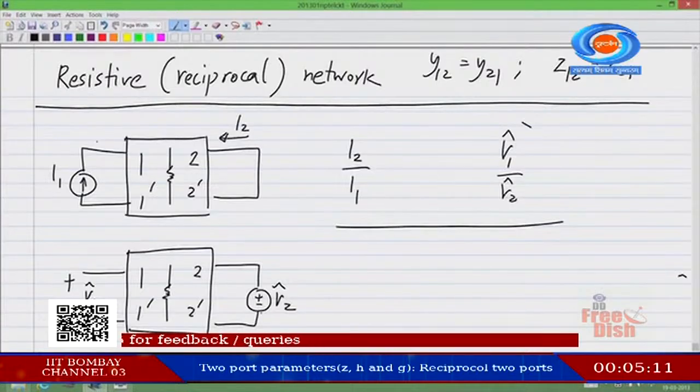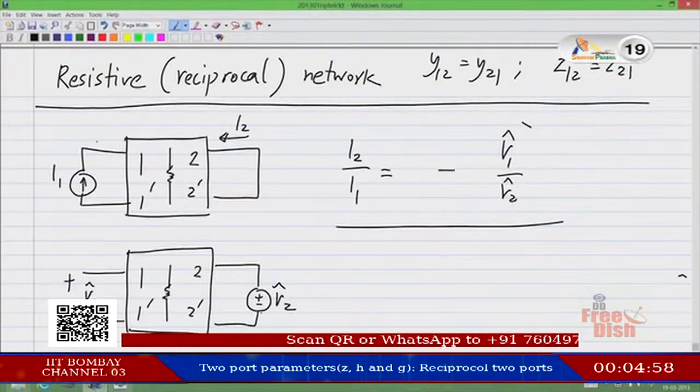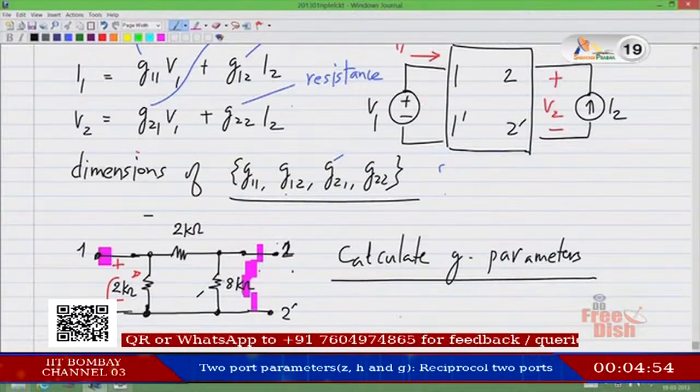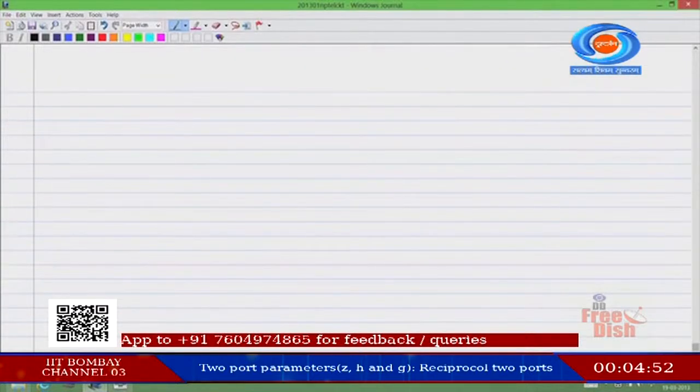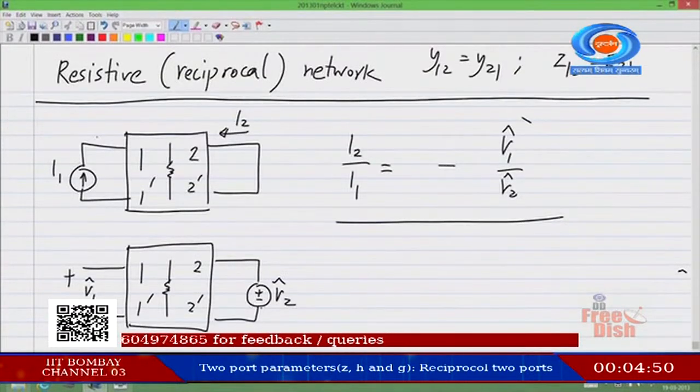Relationship between these two ratios for reciprocal networks. There is an answer that says both are equal. There was a slight twist. I2 by I1 equals minus V1 hat by V2 hat. If you apply Tellegen's theorem and calculate the reciprocity relationship, this is what you will get.